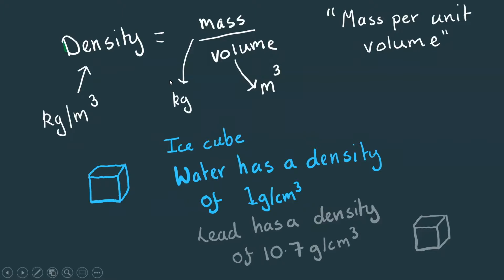The density itself can be described by mass per unit volume. So it's the amount of mass in a given volume. Okay, so obviously that's the most important thing to understand. You can kind of guess the formula from that.